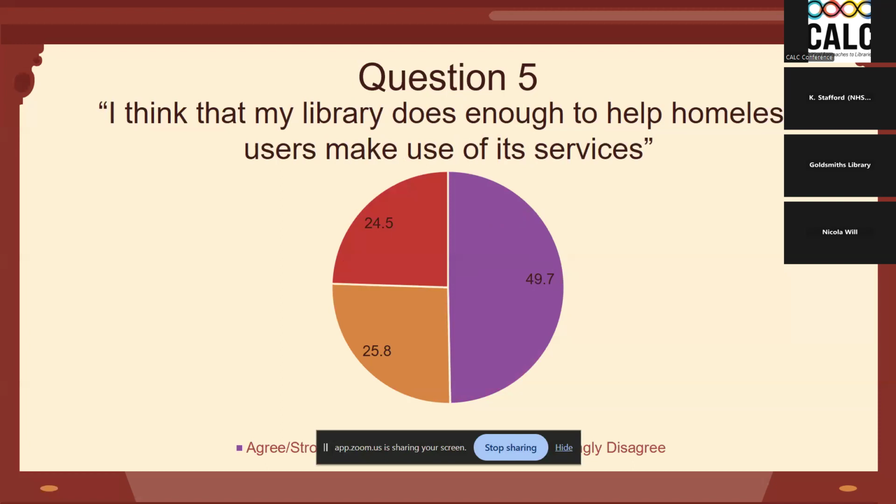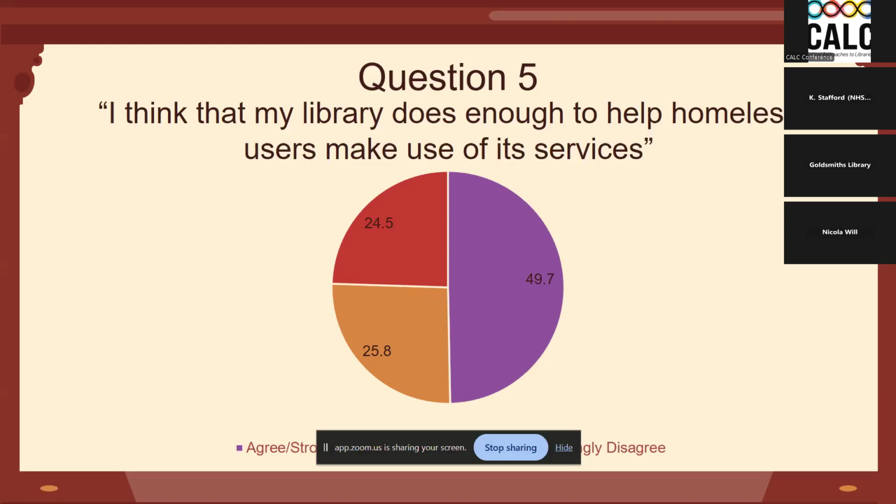Question 5 asked to what extent the respondent agreed with the statement that the library does enough to help homeless users make use of its services. And it produced an interesting set of results. So half of the respondents said they either agree or strongly agree that their library does enough to help homeless users make use of the service, which I think is great. And the remaining half is split pretty evenly, just about, between those who disagree or strongly disagree and those who are neutral on the question.